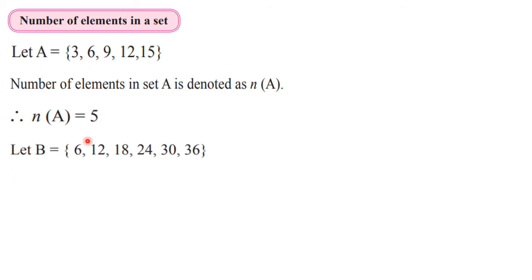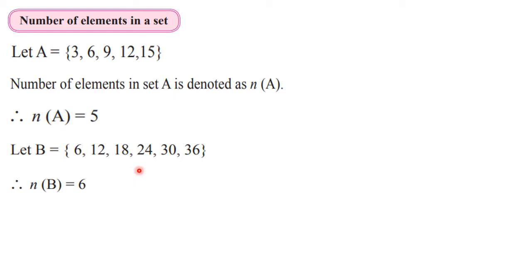Let us take one more example. If we have the set B, where we have elements 6, 12, 18, 24, 30 and 36, these are multiples of 6. And we can count that there are 6 elements here. So we can say that n of B is equal to 6. So just by counting the elements, we can write down that this set contains these many elements.